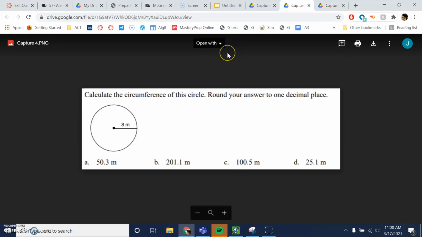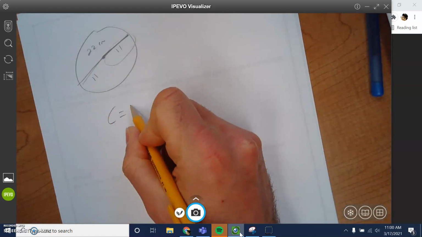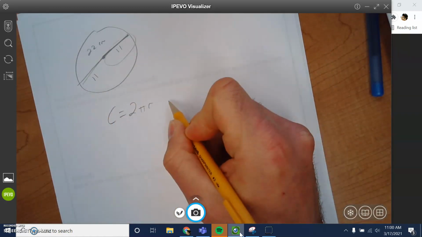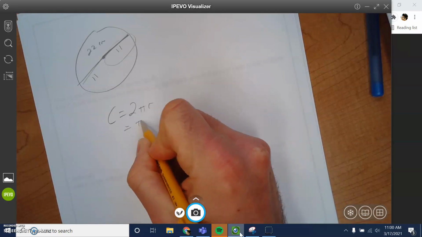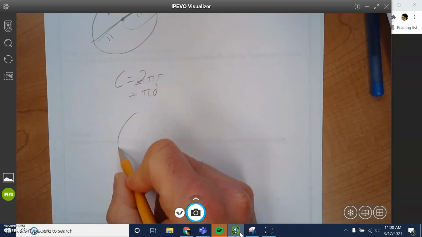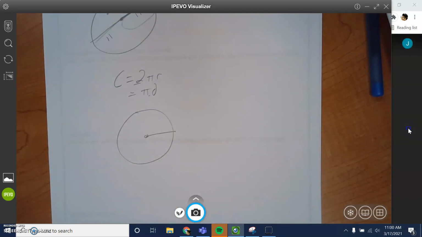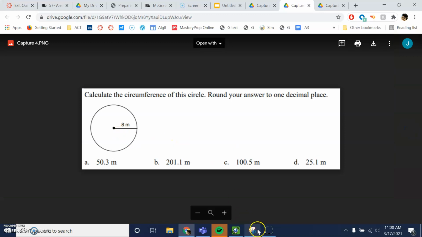Okay, let's do another one. Calculate the circumference. Round your answer to 1 decimal place. Ready, set, go. All right, let's see if you remember what it is. Circumference equals 2 pi r, or pi times diameter, because 2 radii equal 1 diameter. And we have a circle in which the radius is 8 meters.